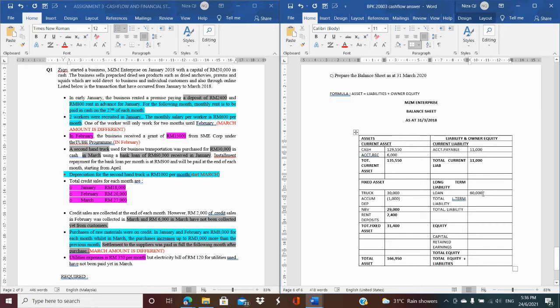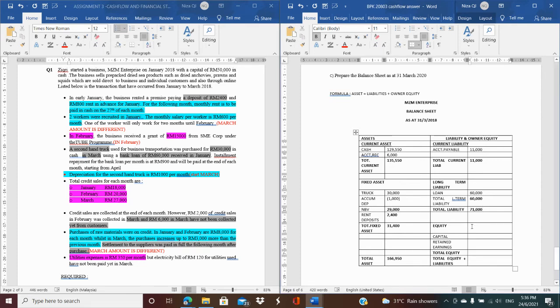Okay, is there any other type of long-term liability? I don't think there is. So no more long-term liability, and the total of long-term liability is 60,000. Now what will be the total liability? The total liability will be 11,000 plus 60,000, which is 71,000. So that is the total liability.